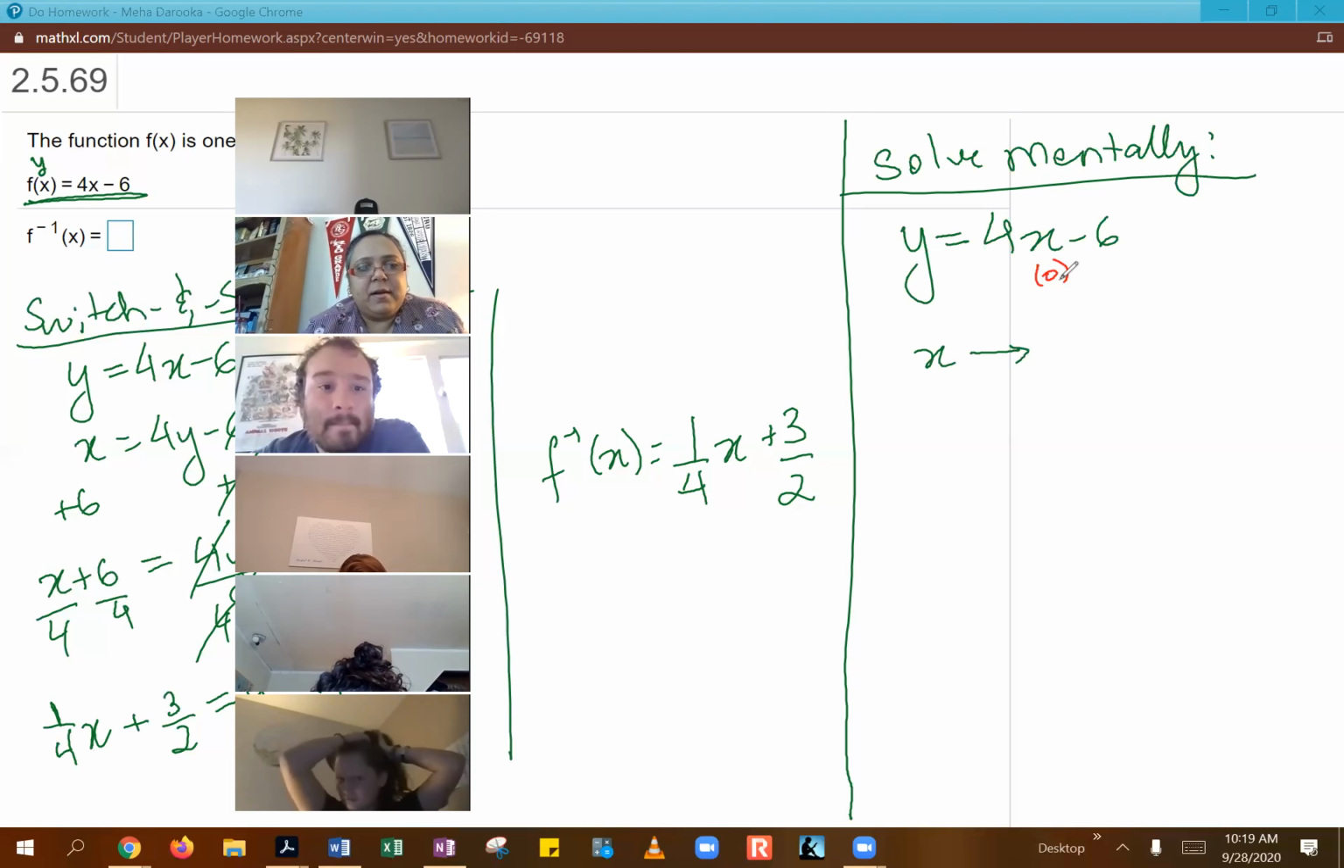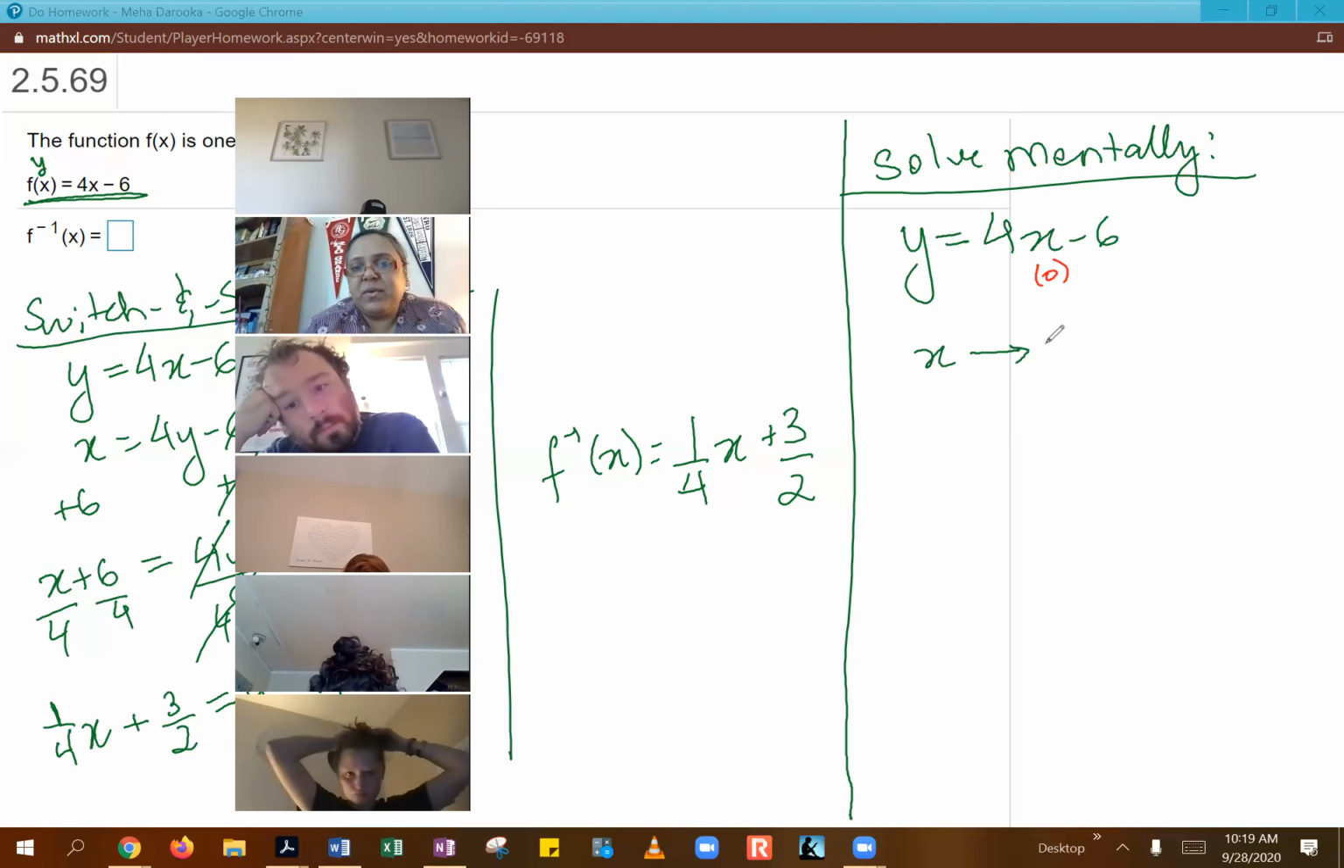Arthur? Multiply by 4 first. Yeah, you would multiply by 4 first. Very nice. So that means the first thing we are doing is multiplying our x value by 4, and then we are subtracting 6 from that answer.